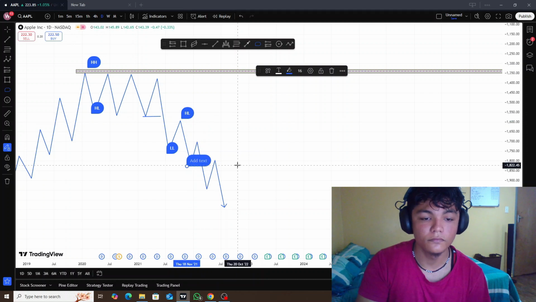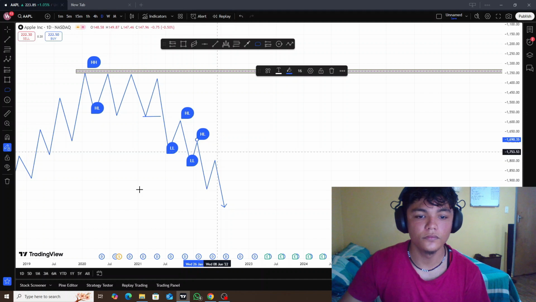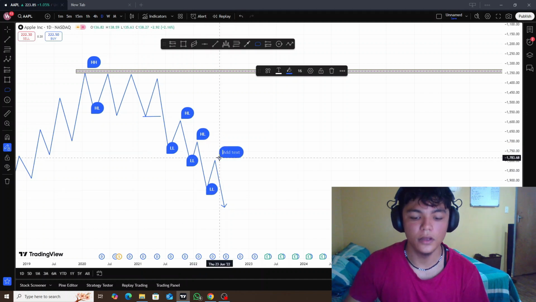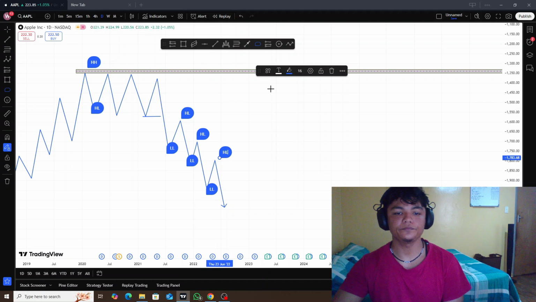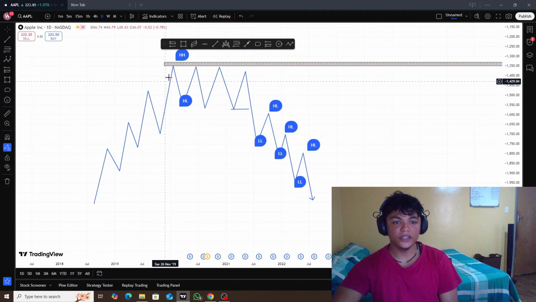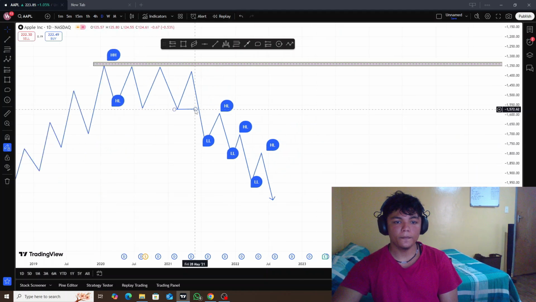Lower low, higher low, lower low, higher low. So as you can see, it completely shifted from an uptrend to a downtrend. From an uptrend to a downtrend.